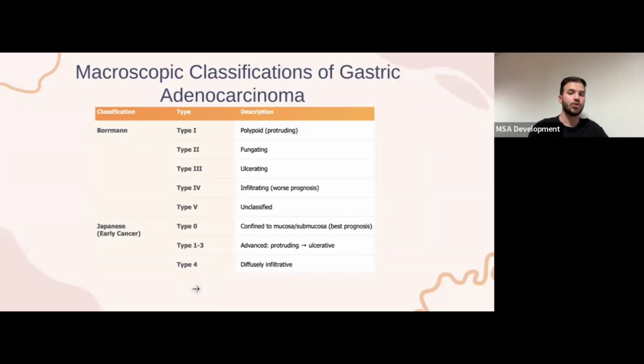Now, macroscopically, how does gastric adenocarcinoma look? We have two main classifications. I don't think you need to memorize this, honestly. It was in the clinical lecture of Dr. Barakat, but just take a note and have an idea about it. We have Borrmann and Japanese. In Borrmann we have type 1, 2, 3, 4 and 5, and in the Japanese we have 0, 1 to 3. So for types 1 to 3, we start from protruding. Type 1 is protruding, types 2 and 3 are ulcerative, and type 4 is diffusely infiltrative.